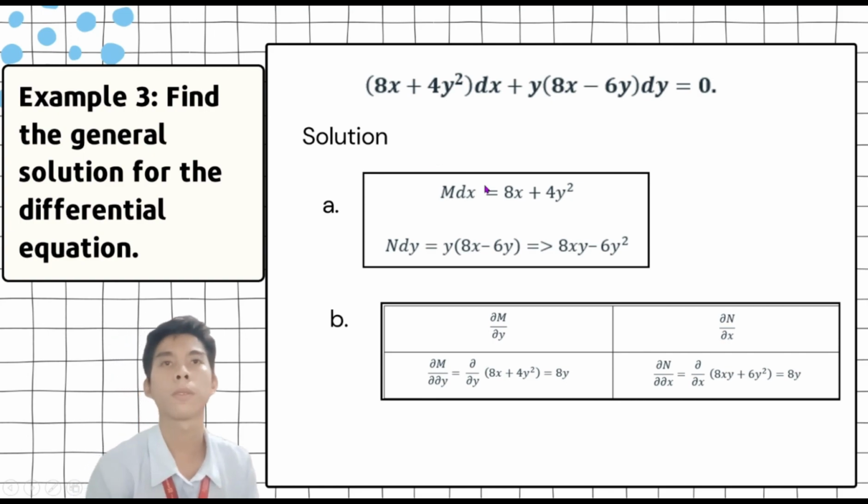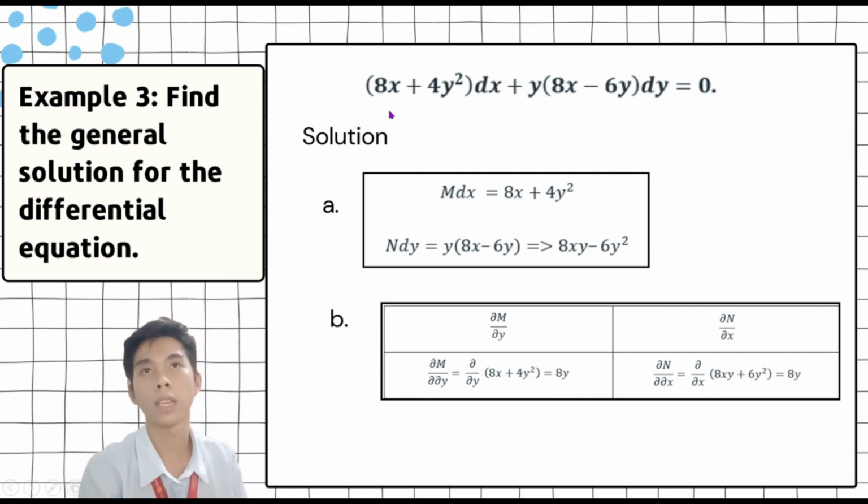So first and foremost, the first thing you need to do is identify the value of our M dx and the value of our N dy. So M dx is equal to our first term since it holds the dx, and N dy is equal to the second term since it holds the dy. M dx is equal to 8x plus 4y squared, and N dy is equal to y times the quantity 8x minus 6y, or can be written as 8xy minus 6y squared.